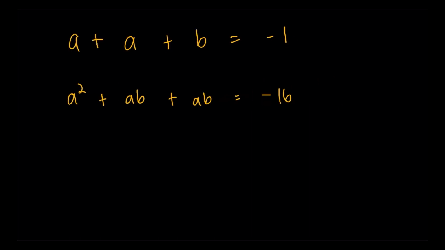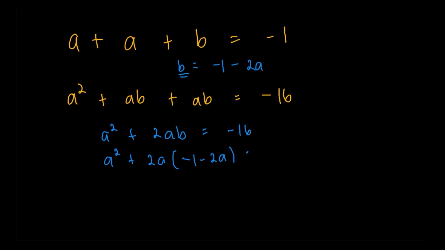From the first one, we get an easy observation that b would be negative 1 minus 2a. In the second one, a squared plus 2ab would be negative 16. I already have a nice value for b, so let's substitute it in: a squared plus 2a times negative 1 minus 2a is equal to negative 16. Let's solve for a. So a squared minus 2a minus 4a squared equals negative 16. I'll get 3a squared plus 2a minus 16 equals 0. I could factor this nicely.